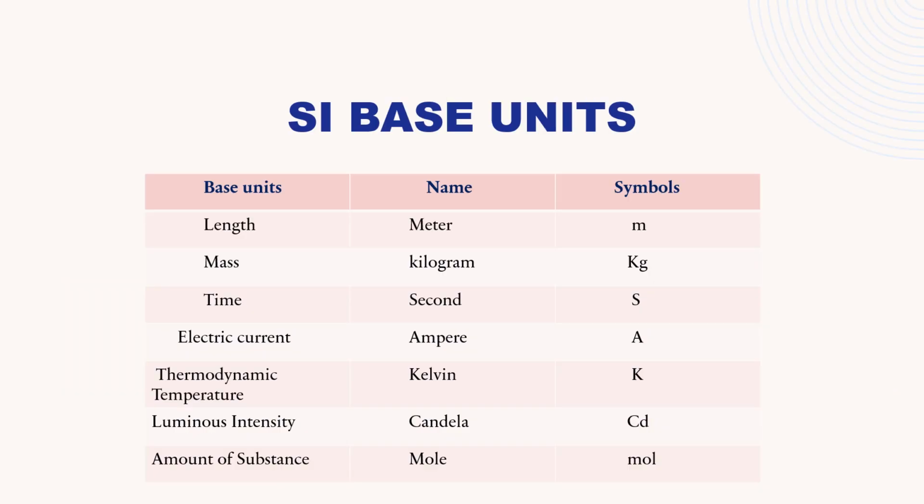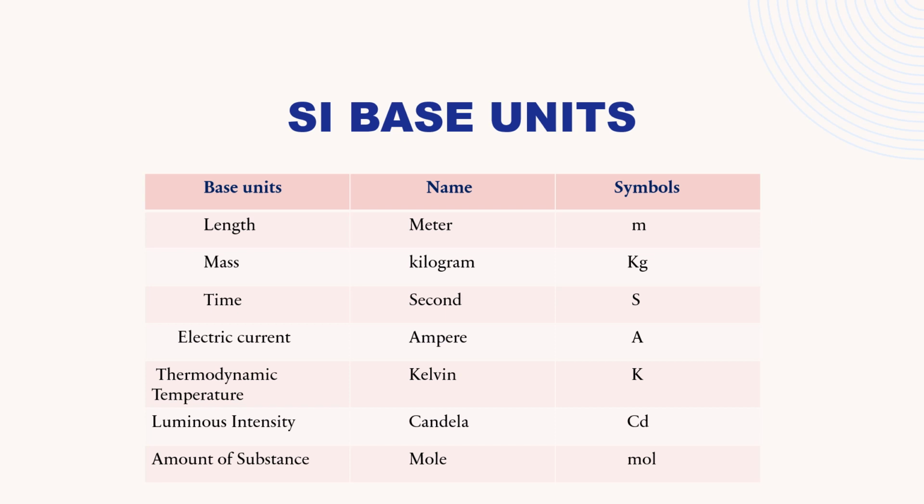So this is the first table, which represents the base SI units. There are seven base units, by combination of which other units are made. For example, speed. Speed is distance upon time. Distance means length. So length upon time. By combination of length and time, these two base units, we can create other units, which are also known as derived units.